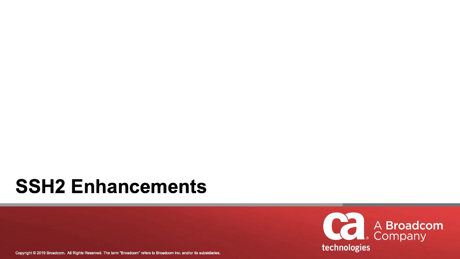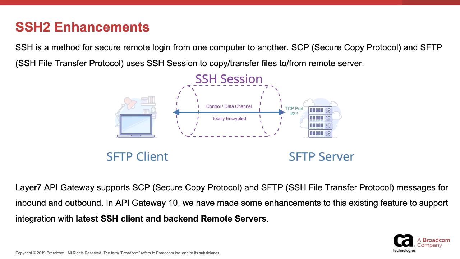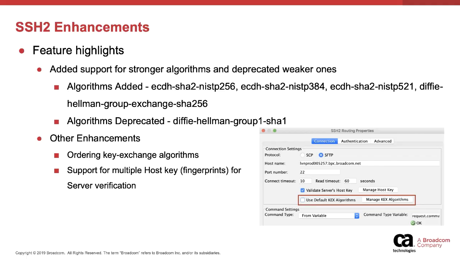For this release of Gateway, we've also made some enhancements to SSH2 as well. You can now add a list of fingerprints and validate the SSH public key of the server against multiple fingerprints in the route via SSH2 assertion.